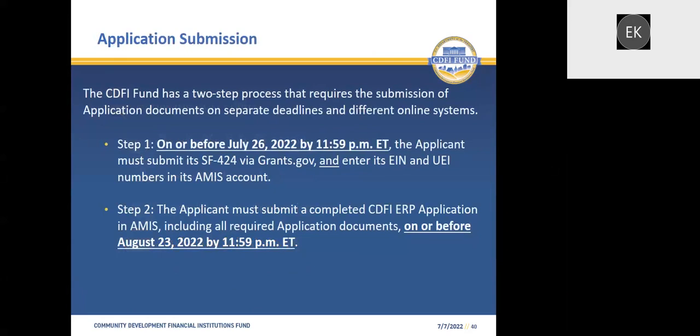Eastern Time. The applicant must submit its SF-424 via grants.gov and enter its EIN and UEI numbers in its AMIS account. Step 2, the applicant must submit a completed CDFI ERP application in AMIS, including all required application documents on or before August 23, 2022 by 11:59 p.m. Eastern Time.